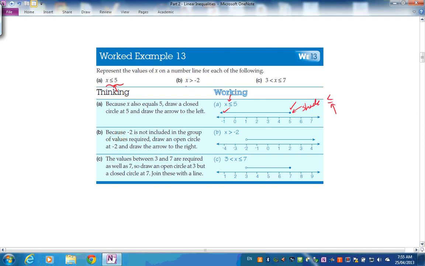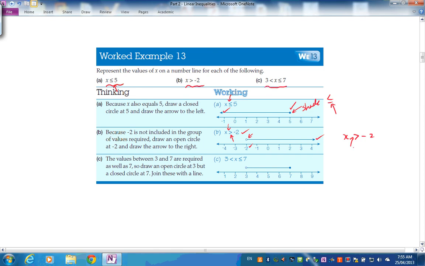What about this next one? X is greater than neg 2. First of all, find neg 2. There it is. Unshaded because there's no equals under there. Now x is on the fatter side of the sign, so it's going bigger than. X is wider than, if you like. X is wider or bigger than neg 2 on the larger side of the sign. Okay, what about this one here?